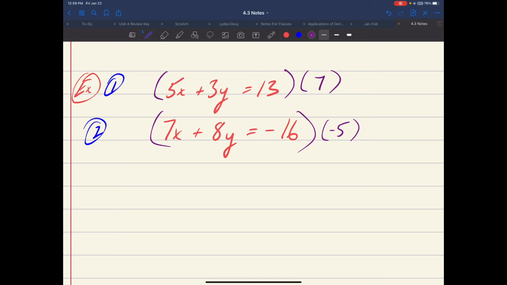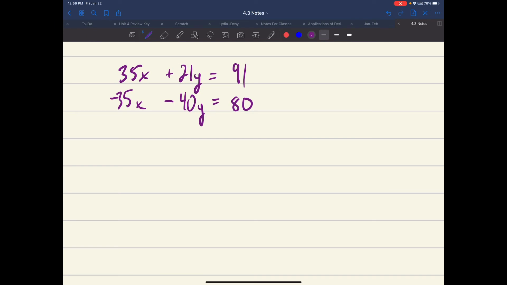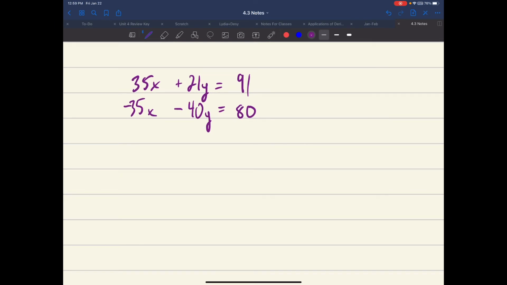Okay, so equation 1, I'm going to distribute that 7. So I would get 35x plus 21y equals 7 times 13, which is 70, so that's 91. Yep. And then negative 5 times 7x is negative 35x. Negative 5 times 8y is negative 40y. And negative 16 times negative 5 is 80. So just like the last problem, once I do that, I don't need to use my original two equations.